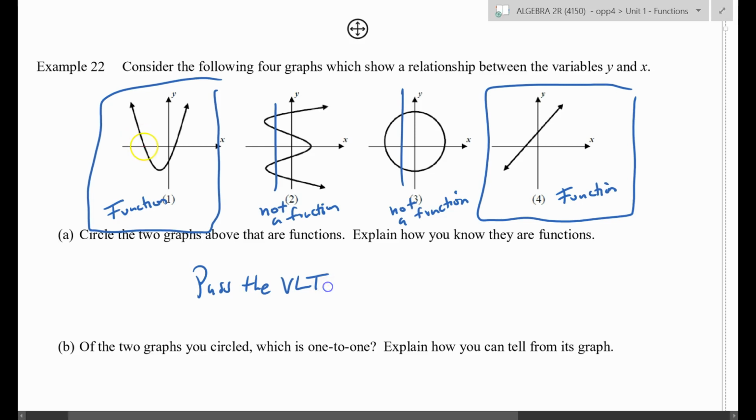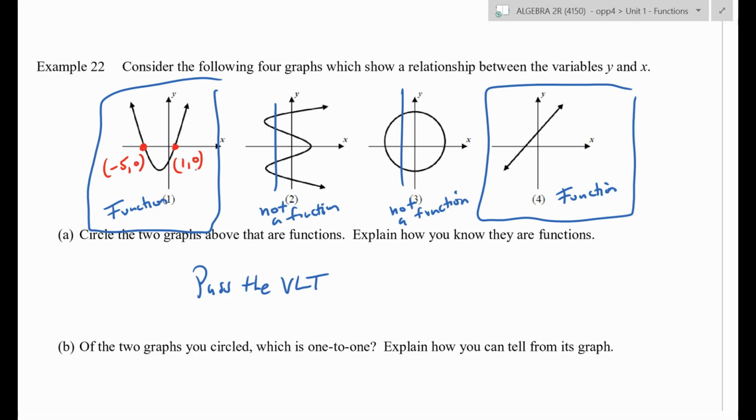So in other words, that's a root, isn't it? So what's the y value? 0. So maybe this is -5, 0. And what's this right here? That's also a root, isn't it? And so maybe this is 1, 0. So what can we say? That is two y values that are repeating, right? Which means it can't be 1 to 1. Okay? And I like that explanation a lot better.